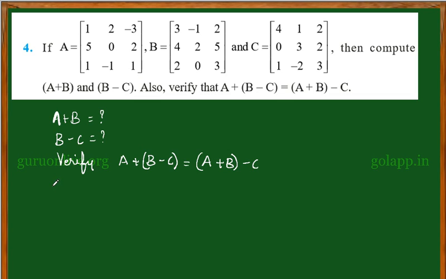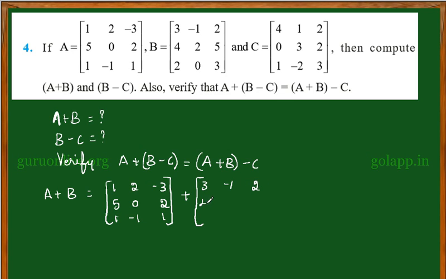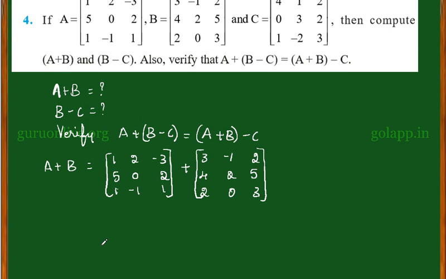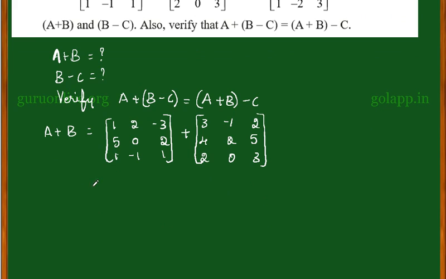Matrix A is given, B is given, C is given. So, A plus B is equal to the matrix A, which is 1, 2, minus 3, 5, 0, 2, 1, minus 1, 1, plus we have to add the matrix B, which is 3, minus 1, 2, 4, 2, 5, 2, 0, 3. As we know the rule for matrix addition, we can add the corresponding elements.